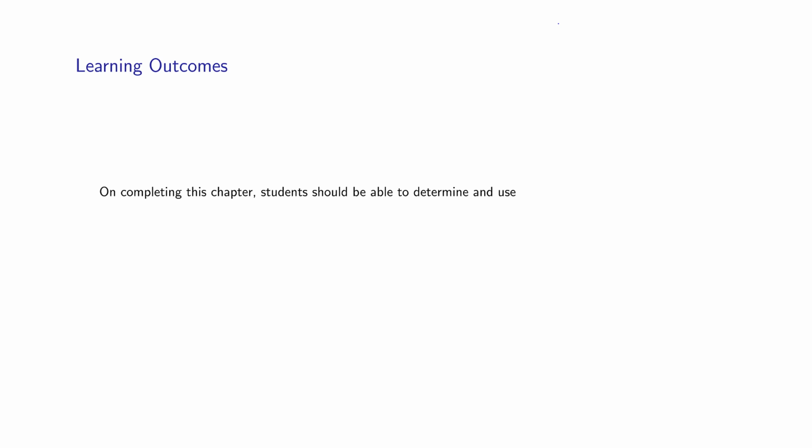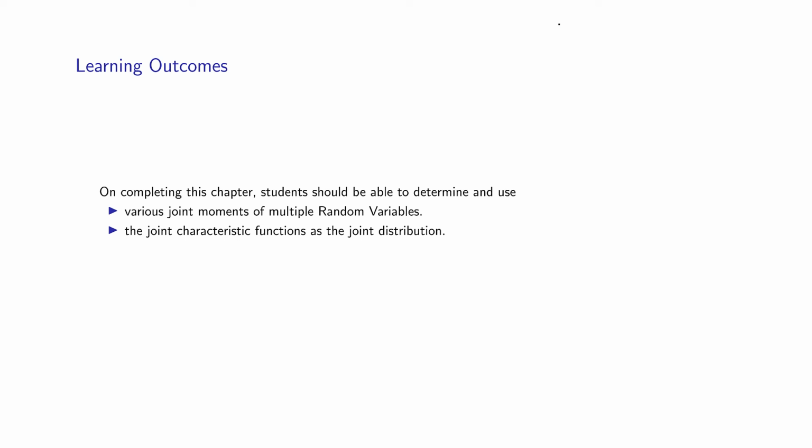On completing this chapter, students shall be able to determine and use various joint moments of multiple random variables, and the joint characteristic function as the joint distribution. So alternatively, instead of the joint distribution, you could use the characteristic function or vice versa. Also the conditional distribution and moments of one random variable given the other one and so on.